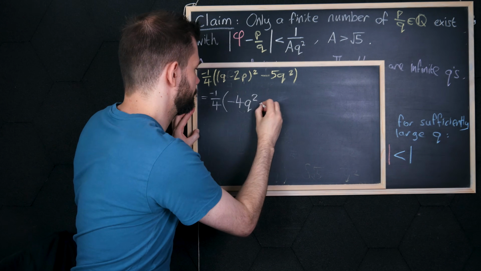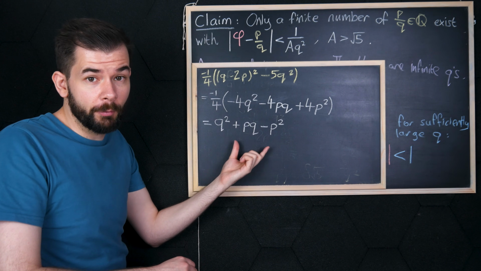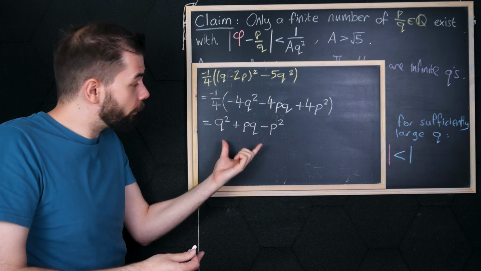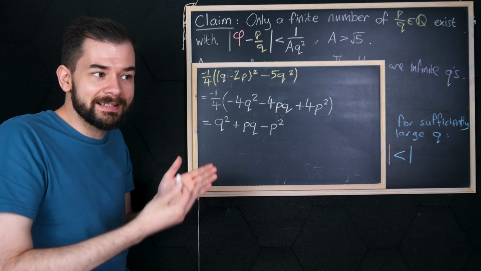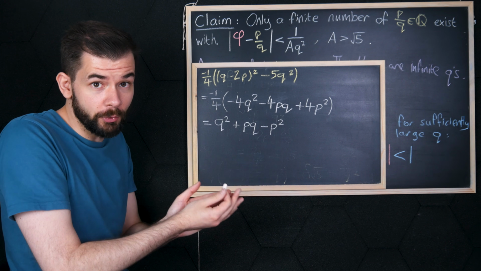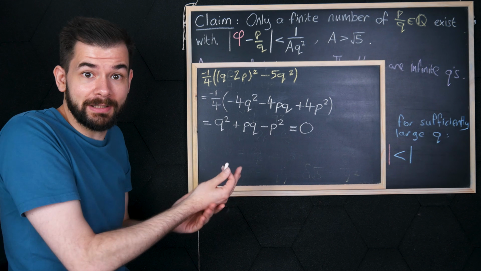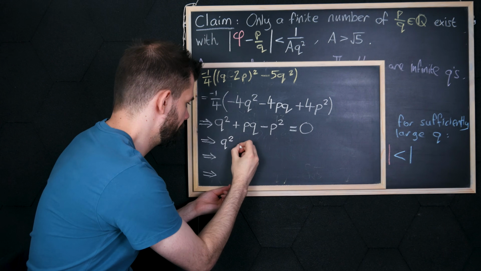Because what is this left-hand side? Let's simplify it. So we obtain this, but P and Q are integers, so this whole thing is an integer, which has size less than 1 for sufficiently large Q. So, for sufficiently large Q, this must be 0, that's the only integer less than 1. Again, a bit of algebra to see the consequences.